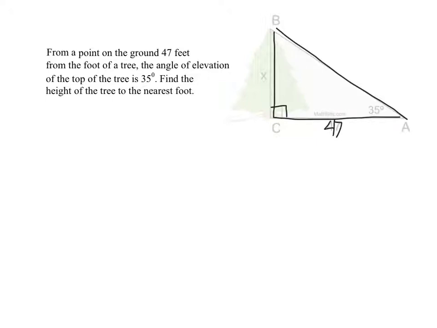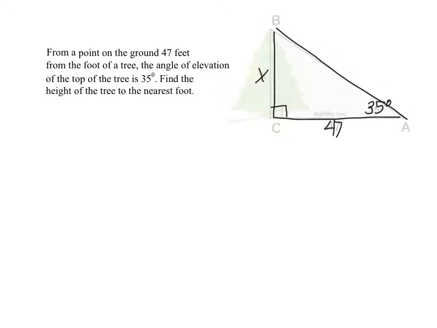And then it says the angle of elevation of the tree is 35. We'll look at why this is the angle of elevation tomorrow. And then it says find the height of the tree. So that's my x. So I've drawn and labeled my triangle based on the information that's given. So I've gone through step 1 and step 2 already.